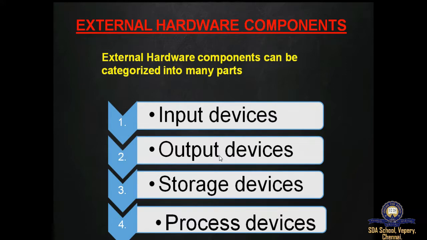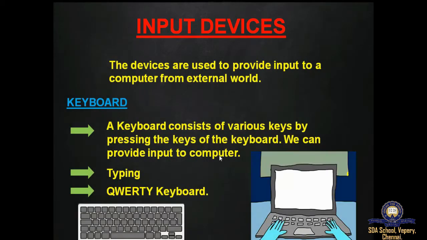The next is the storage device. The devices that are used to store data are called storage devices. Example, pen drive. The next is the process device. The device which is used to process data is called a process device. Example, central processing unit.